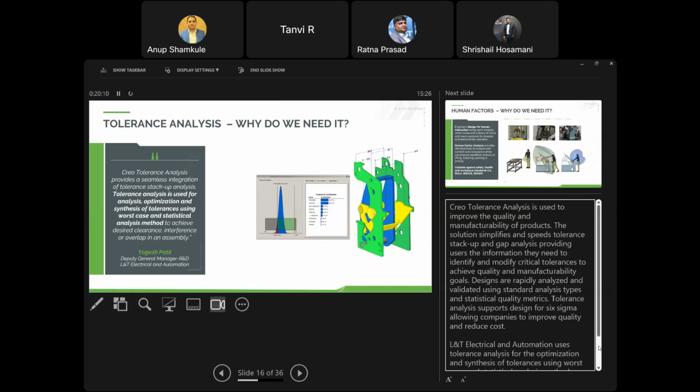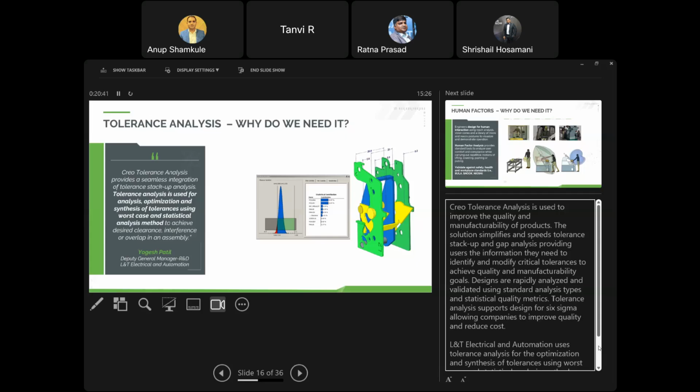Basically, whenever you're giving the analysis tolerance values of individual components in your assembly, what will be the cumulative effect of all those tolerances on the entire assembly operation and also the manufacturability of that one? So this solution simplifies and also speeds up tolerance stack up and gap analysis, providing users with the information they need to identify and modify critical tolerances to achieve better quality and better manufacturability goals.